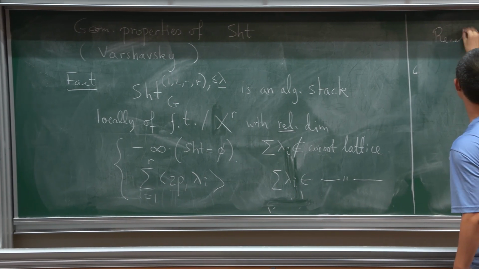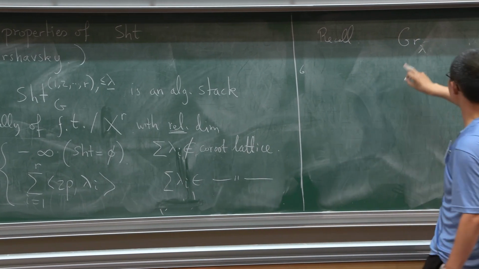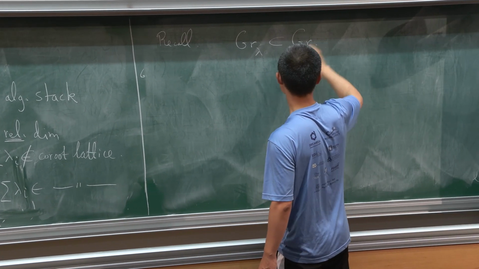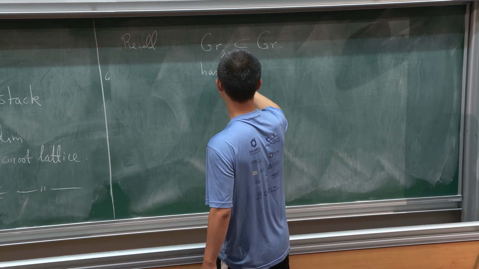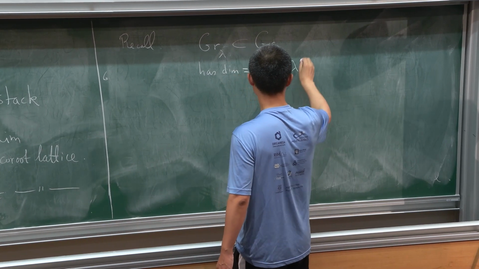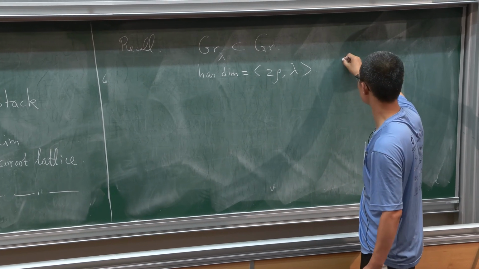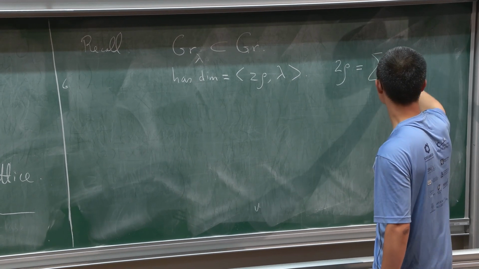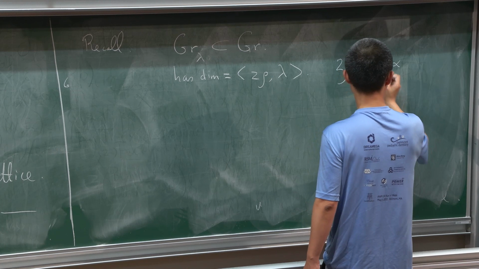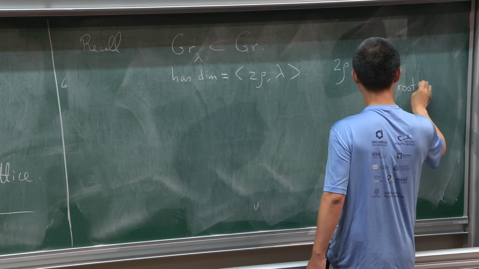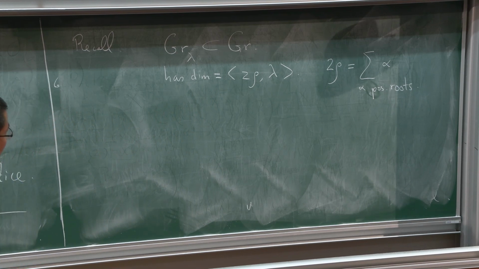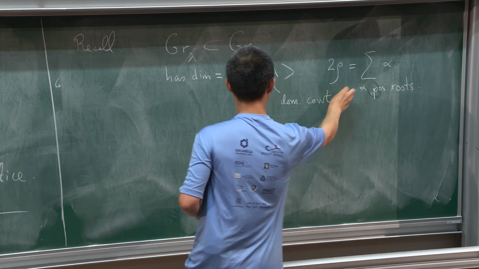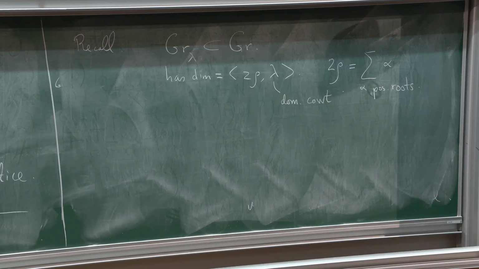So recall we have Gr lambda, this is a G(O)-orbit inside the affine Grassmannian. This has dimension 2 rho paired with lambda. Here 2 rho has shown up many, many times: it's the sum of positive roots. Lambda is dominant.